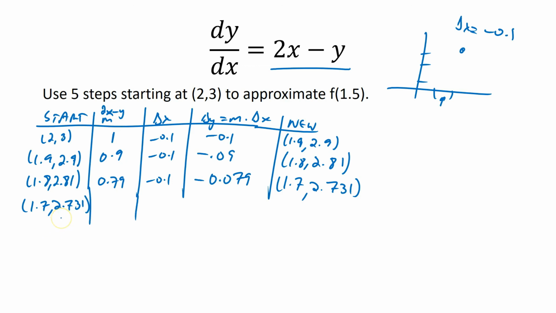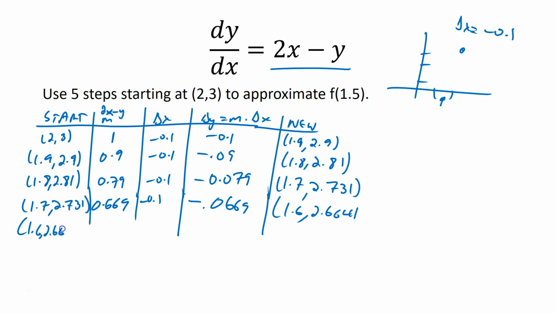And so then 2x minus y, so 2 times 1.7 minus that answer I just got. That gives me 0.669. Okay, so negative 0.1 for our change in x. So that gives me a change of negative 0.0669. So we have 1.6. And then our y coordinate, 2.731 minus 0.0669 gives me 2.6641. One more time. So we have (1.6, 2.6641).